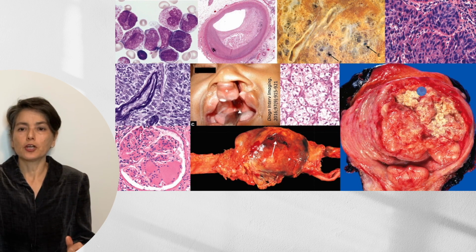This is a beautiful glomerulus with Kimmelstiel-Wilson nodules that are associated with diabetes. As I mentioned, the link between tobacco smoking and diabetes is thought to be increased insulin resistance. And this should be familiar from the atherosclerosis video.